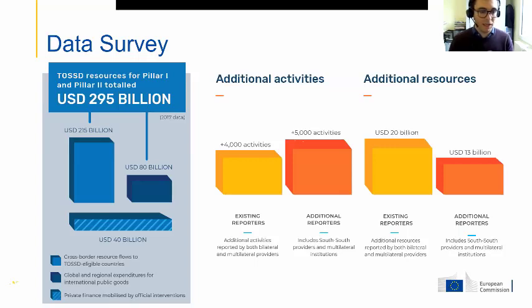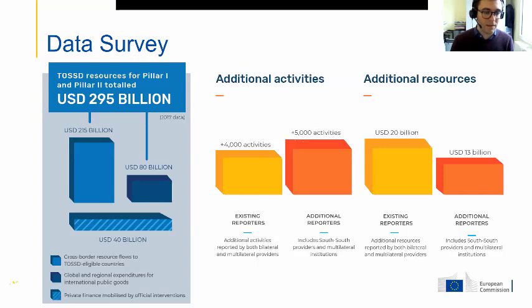So basically, with this very limited exercise, what TOSSD could bring together was about 300 billion in resources. Just to give a sense of perspective, for the same year, 2017, when the data survey was done, ODA was about half of that, so about 150 billion US dollars. So TOSSD is, with a very limited exercise, already providing transparency on double the amount of ODA.